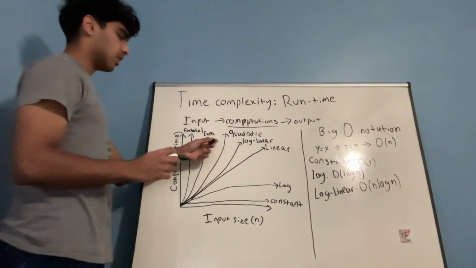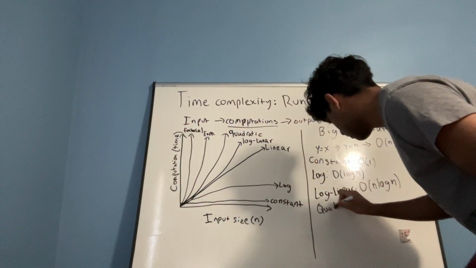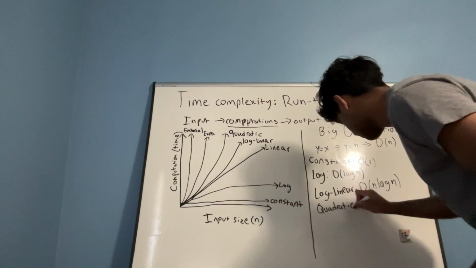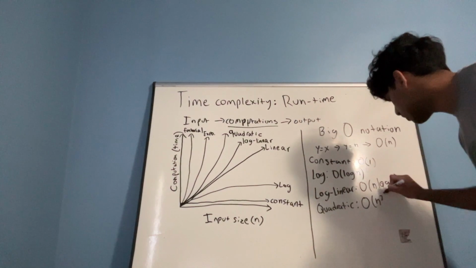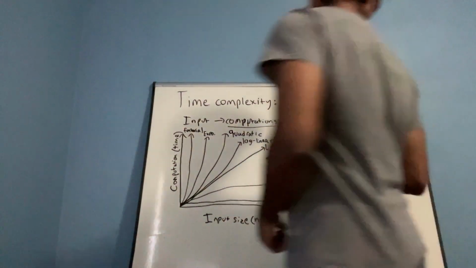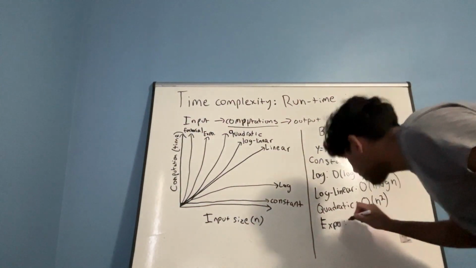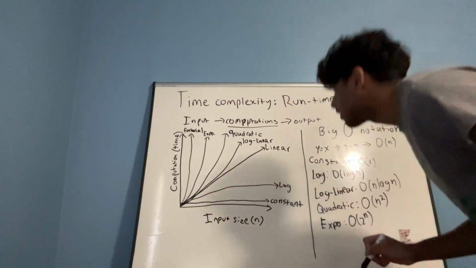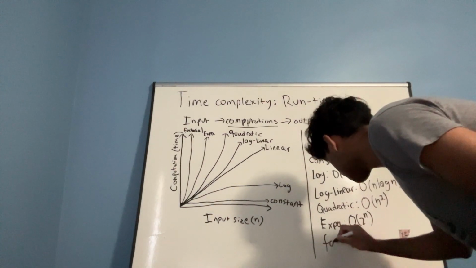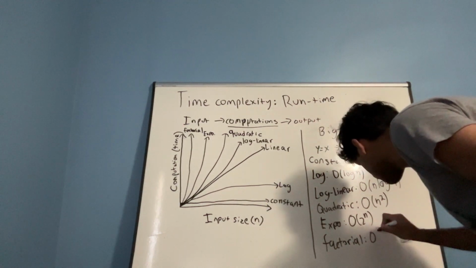And the next one we'll do is quadratic. Quadratic is O of n squared. And then exponential is O of 2 to the n. And then factorial is O of n factorial.